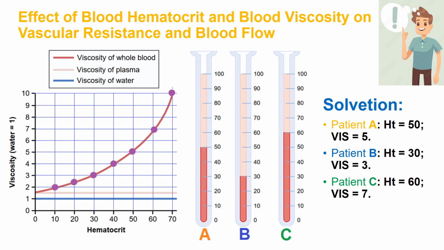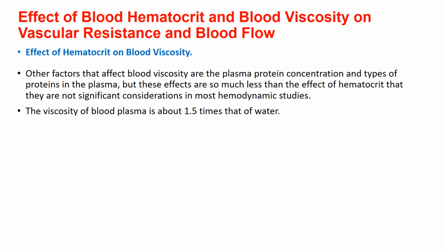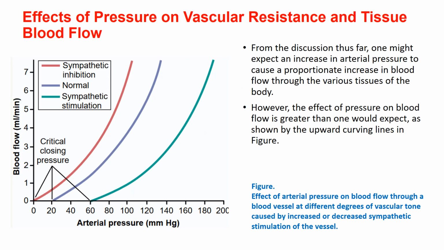See the figure. Other factors that affect blood viscosity are the plasma protein concentration and types of proteins in the plasma, but these effects are so much less than the effect of hematocrit that they are not significant considerations in most hemodynamic studies. The viscosity of blood plasma is about 1.5 times that of water. Effects of pressure on vascular resistance and tissue blood flow.